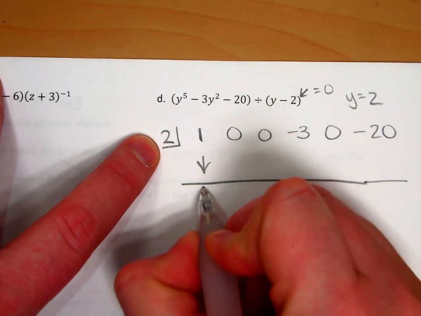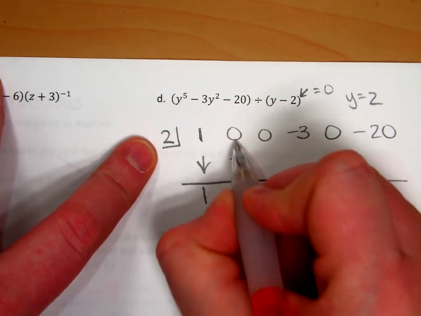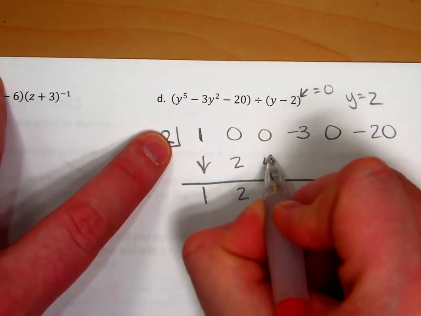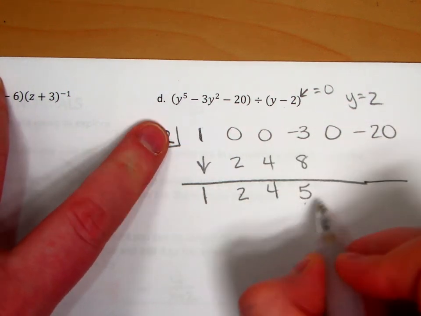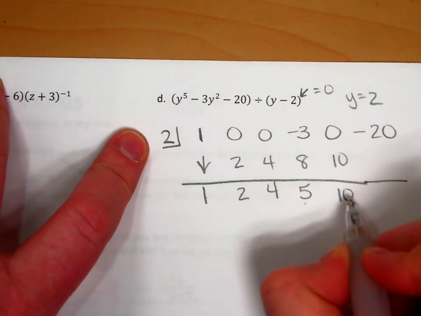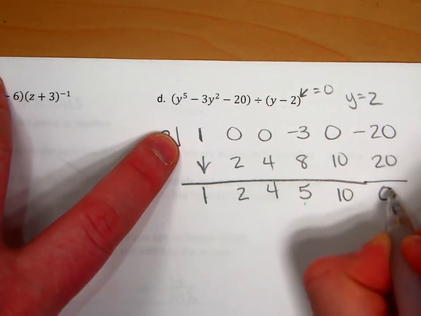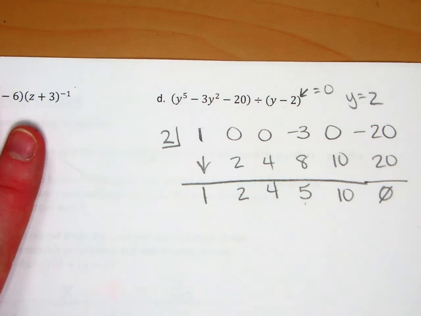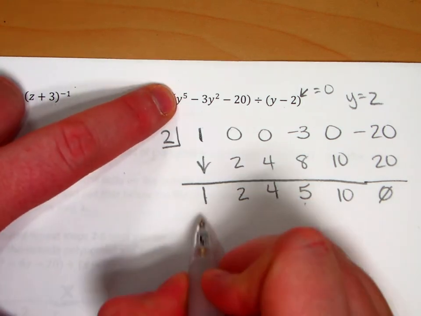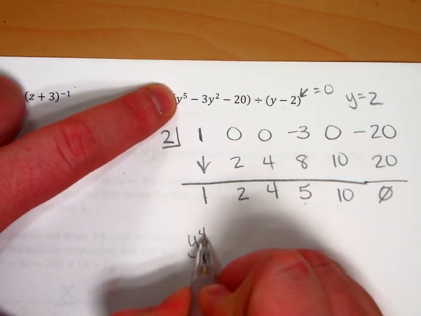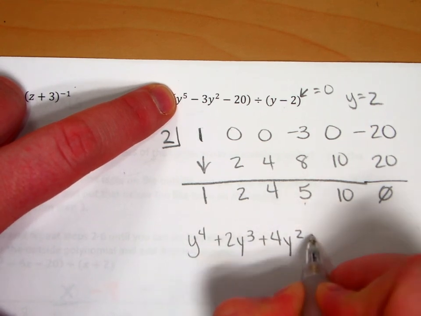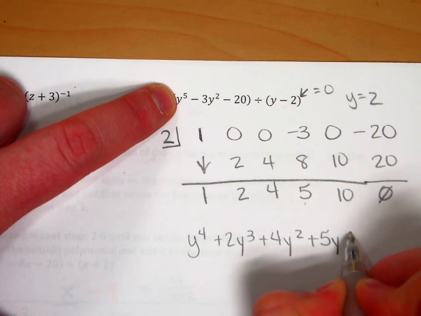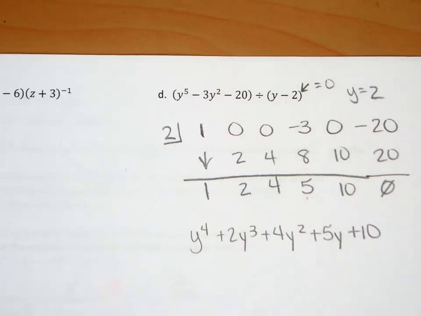So, bring down the first number, 1. 1 times 2 is 2. Add those, 2. 2 times 2 is 4. Add those. 4 times 2 is 8. Add that, that's 5. 5 times 2 is 10. Add that, 10. 10 times 2 is 20. 0. Remainder of 0. So I started with the 5th, so this would be y to the 4th. So y to the 4th plus 2y cubed plus 4y squared plus 5y plus 10. And that's your final answer.